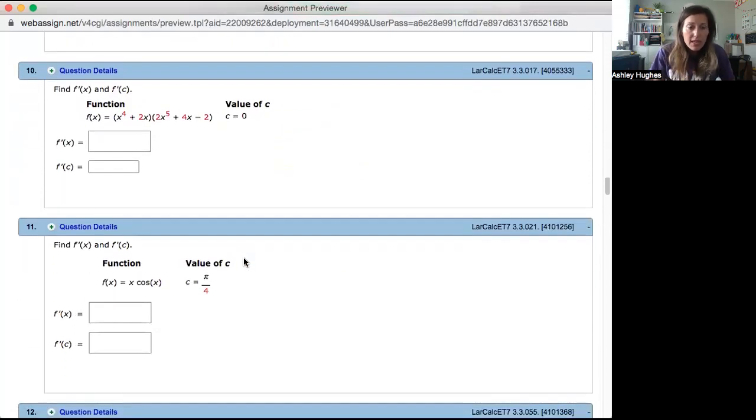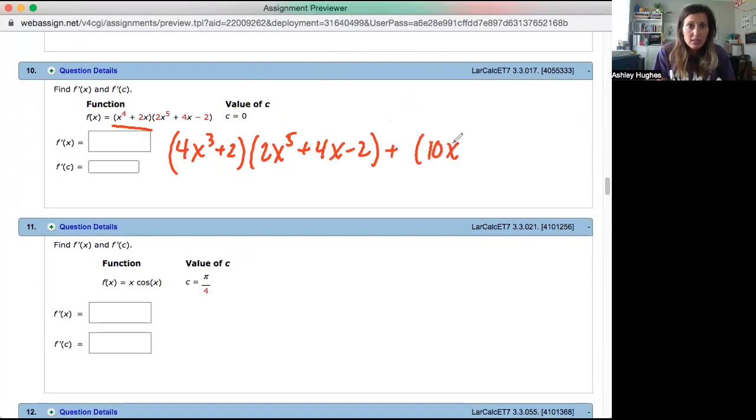Find f prime of x and f prime of c. So here I see that there's a product. So derivative of the first times the second plus the derivative of the second times the first. And then we're going to evaluate that at c. So we're going to substitute in 0.